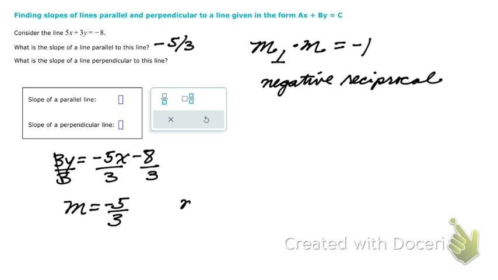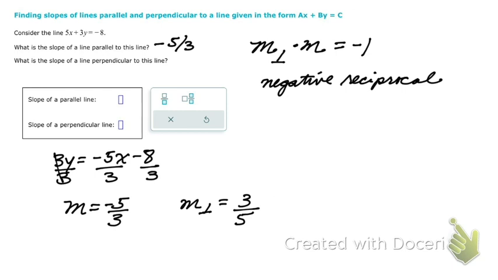And then the slope of the perpendicular, as I say up here, is the negative reciprocal. So for the negative reciprocal, I'm going to do the opposite sign. It was negative originally, so the opposite of that is positive, and then the reciprocal of 5/3 is 3/5.